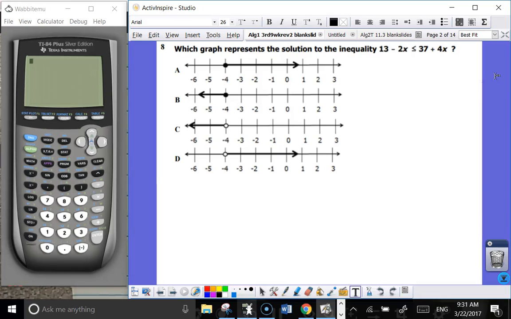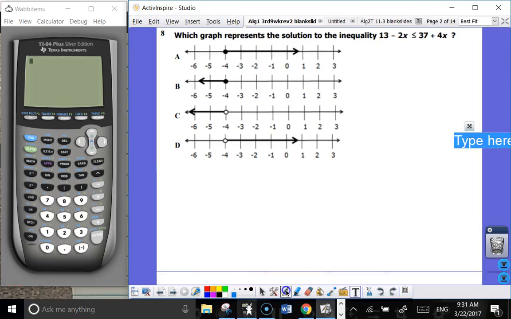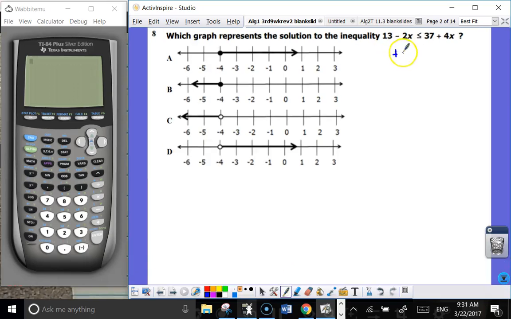If I was going to do this with the math of it, I look at it like an equation. I have variable terms on both sides. I would want to move the smaller of the two. Which is the smaller between negative 2x and plus 4x? How do I cancel negative 2x on the left? Add 2x. So plus 2x, and we're going to get 13 is less than or equal to 37 plus 6x.